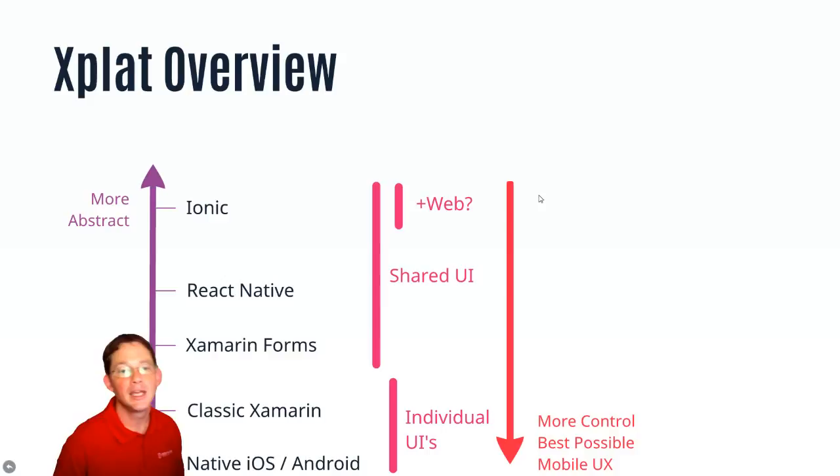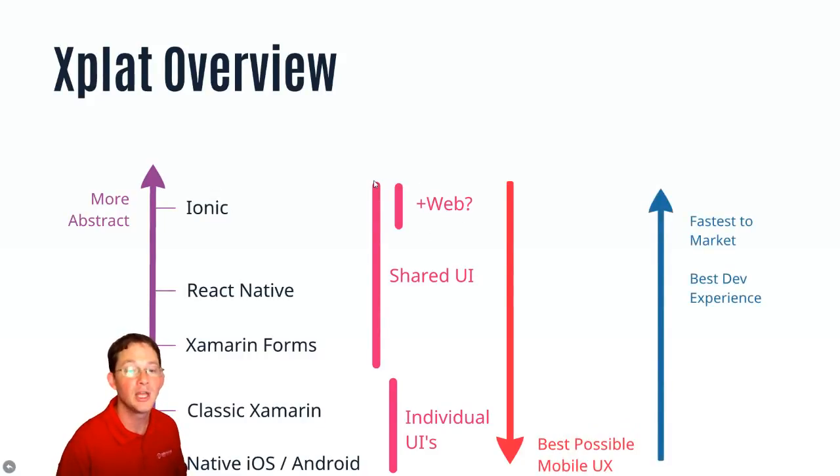I think the lower you are on the stack, closer to classic Xamarin Forms, and then further away from that would be React Native and Ionic, the less control you have, and the further down, the more control you have. Keep in mind that there is potentially a huge benefit from not having to write a separate web application. So that may be a huge selling point for you.